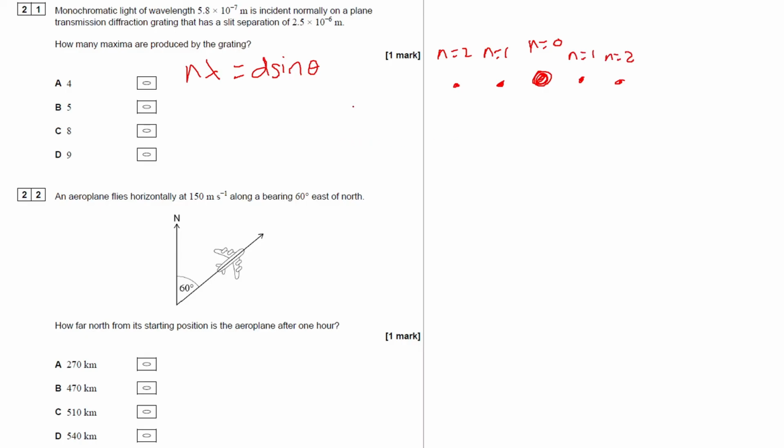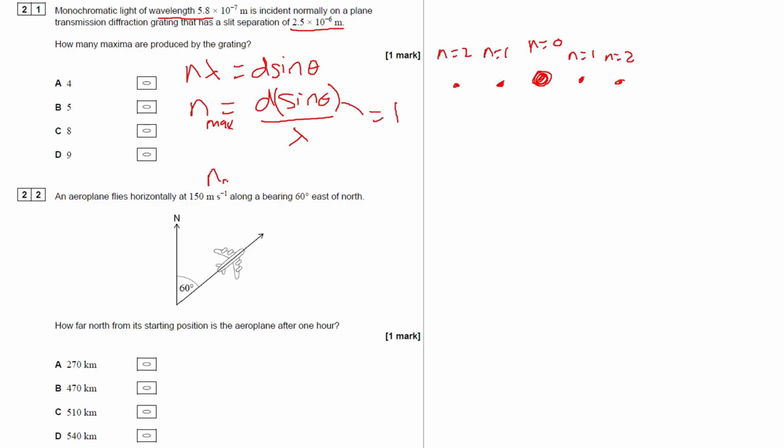So what we have here is a calculation that we need to do to work out the maximum possible order we can get with this wavelength and this slit separation. So I'll make n the subject of the formula, and looking at the right hand side of the formula, noticing that if I want to get n max, the biggest value that sine theta can be is equal to 1.